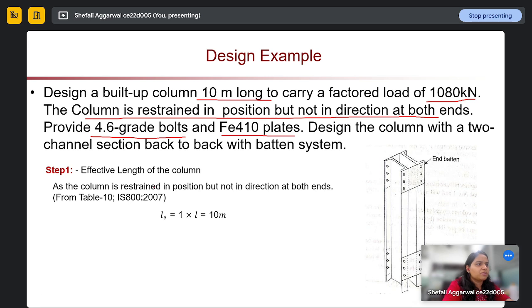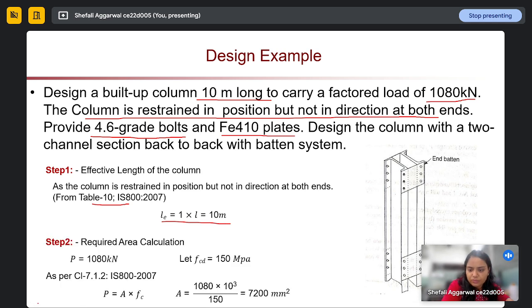First step is we will calculate the effective length of our column. If you see Table 10 of IS 800, for different end conditions we have different conditions for how our effective length will change. In case our column is restrained in position but not in direction at both ends, then our L effective is given by L. So our L effective will be 10 meter.